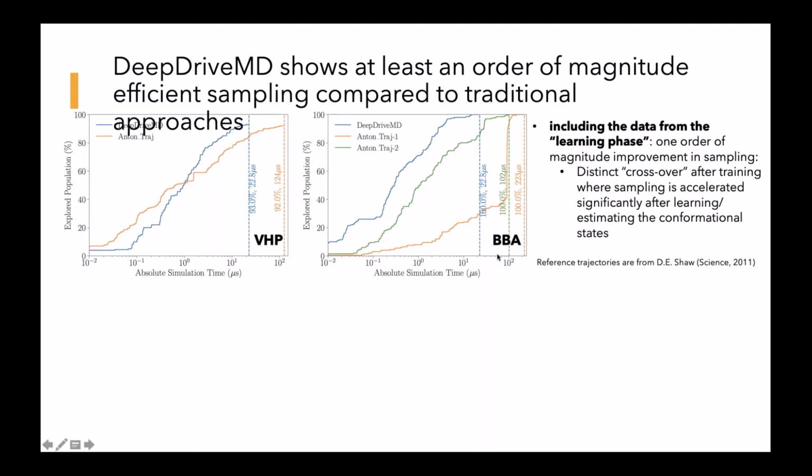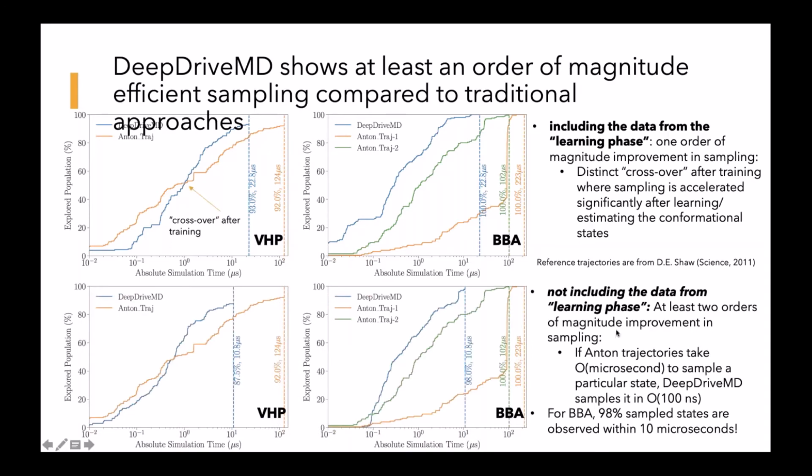This is true with the other system also, the BBA, and there is a crossover point that I just mentioned. But if you don't include the learning phase, if you have a pre-trained model from deep learning that you have access to, this change point actually happens much earlier. I talked about the microsecond timescale, but it's about a couple of 100 nanoseconds, which is another order of magnitude speed up that you get as a consequence of doing this sort of sampling. And you can also see the quality of sampling. We are pretty good in terms of accessing all the folded states, and the coverage is quite nice.